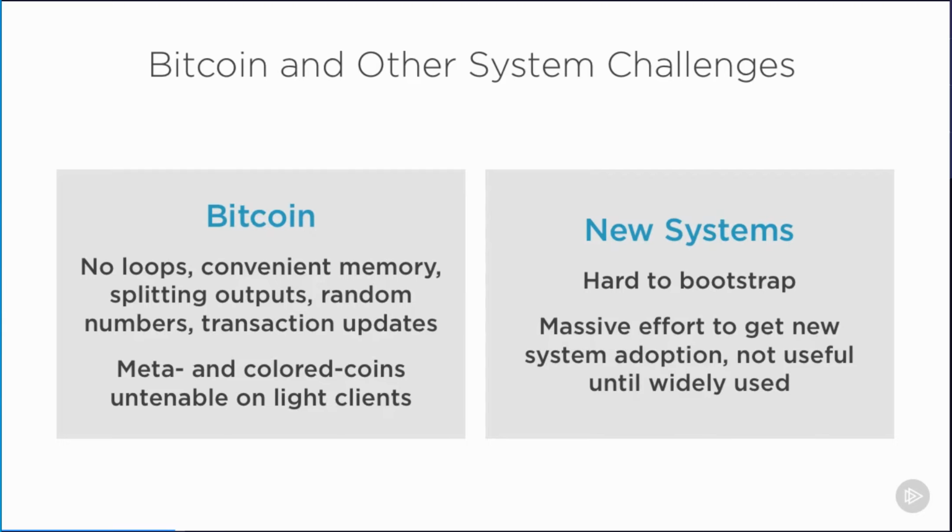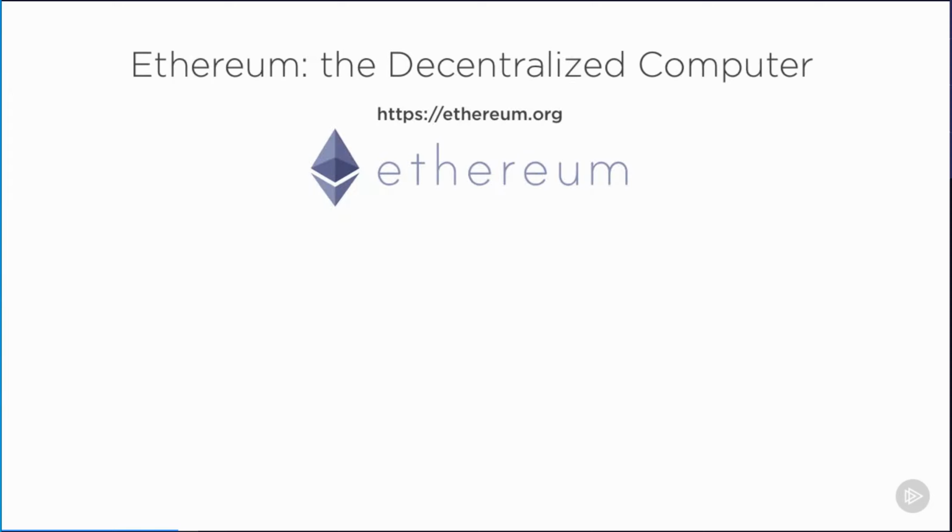Rather than create another altcoin with one or two more features, Ethereum seeks to provide a platform that makes it easy to build any decentralized system imaginable. At its simplest level, Ethereum can be thought of as a decentralized general computer. It's so-called Turing-complete, which basically means that just about any program can be run on it.